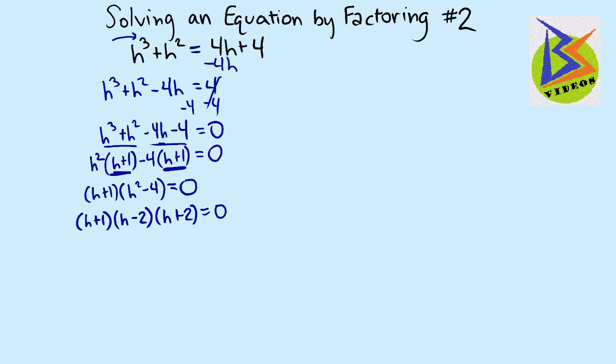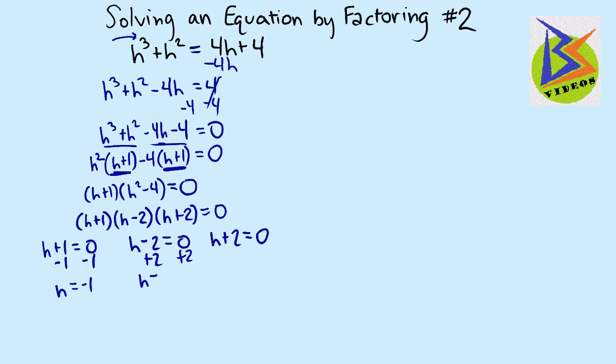And so since they're all factors, either h plus 1 is equal to 0, h minus 2 is equal to 0, or h plus 2 is equal to 0, or 2 of them are, or all 3 of them are. So we need to try all of them by putting them all equal to 0. And then we'll check them each to make sure that they do, in fact, come out with a true statement. So this first one, we're going to subtract 1 from both sides, so h could equal negative 1. We're going to add 2 to both sides, h could equal 2. And we're going to subtract 2 from both sides, so h could equal negative 2.